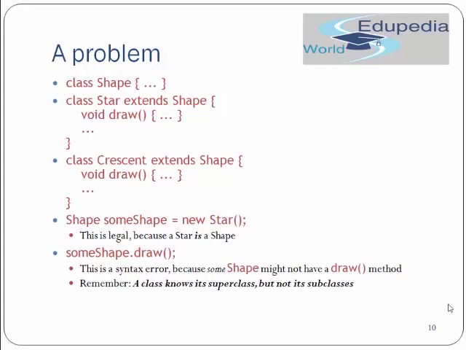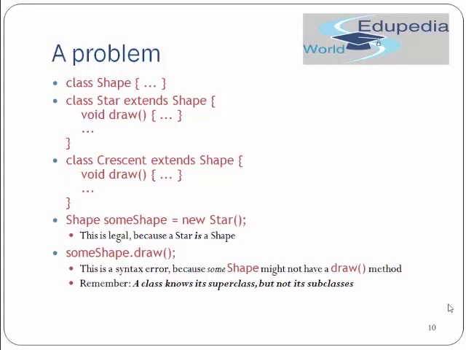Now if we try to do Shape someShape = new Star, well, this is absolutely legal. Why so? Because Star is a Shape. Star is extending Shape. It is perfectly okay, but over here you can see that Shape might not have a draw method. Why so? Because we are doing someShape.draw, and that draw is only present in Crescent and Star. It's not in Shape. So this is a syntax error. Why so? Because Shape might not have a draw method.